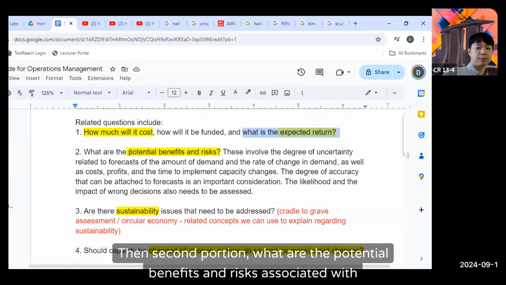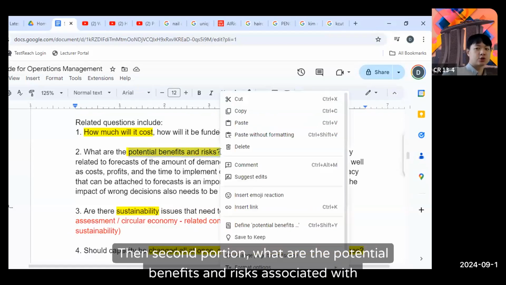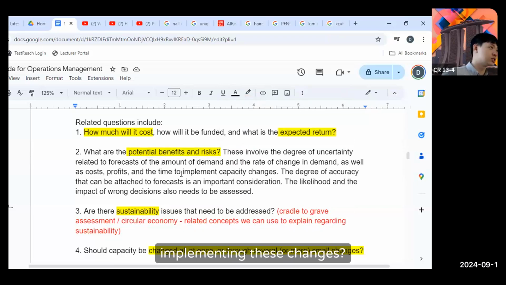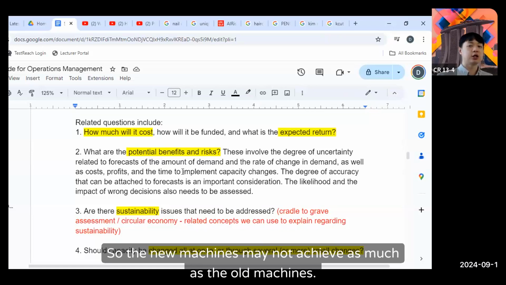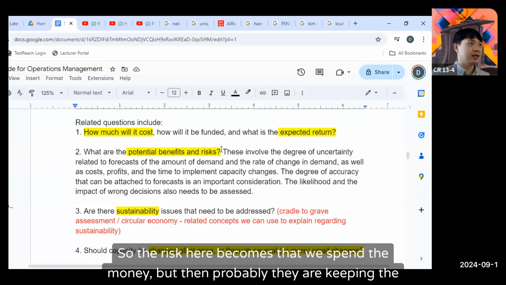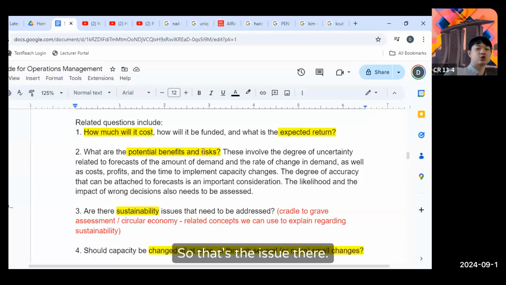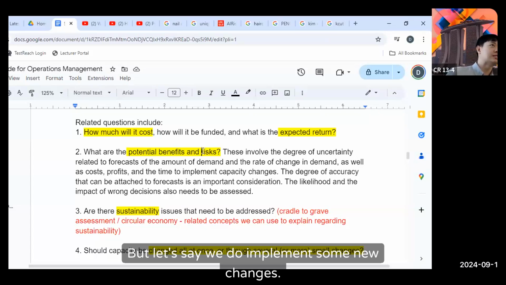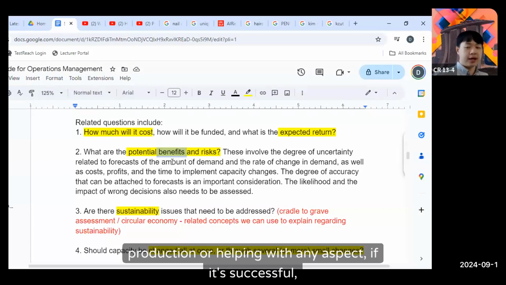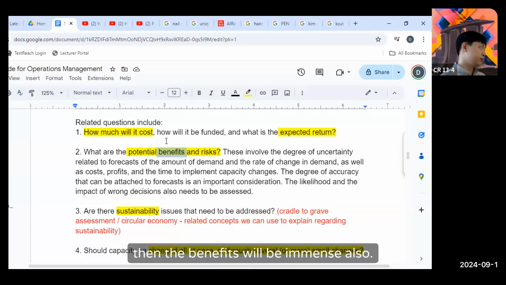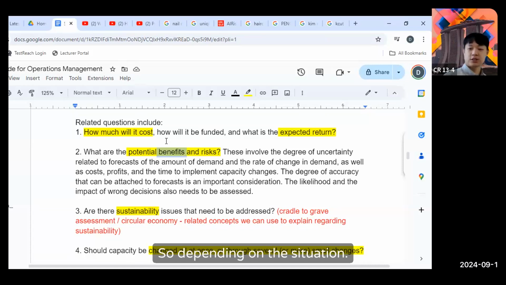Then the second portion: what are the potential benefits and risks associated with implementing these changes? Like you mentioned, the old machines versus the new machines. The new machines may not achieve as much as the old machines. So the risk here is that we spend the money, but then they end up keeping the old machines. That's the issue there. But let's say we do implement some new changes. If you talk about AI, for example, helping with production or any aspect, if it's successful, then the benefits could be immense. So it depends on the situation.